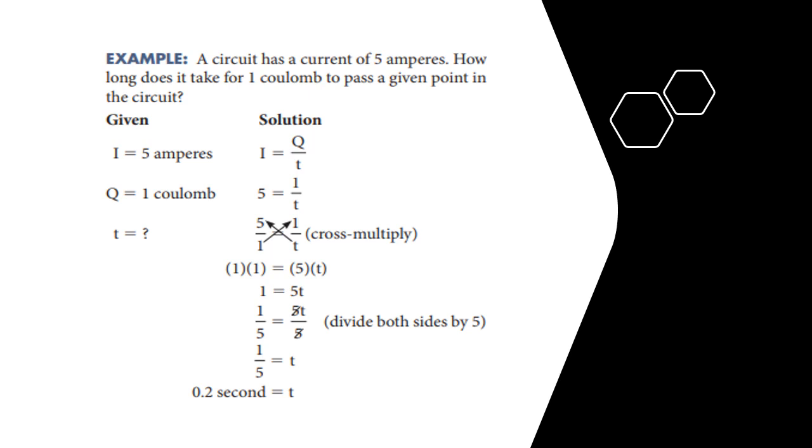Example: a circuit has a current of 5 amperes. How long does it take for 1 coulomb to pass a given point in the circuit? Given in the example are electric current, I equals 5 amperes, and electrical charge, Q equals 1 coulomb. And we need to find time, T. Using the same equation, I equals Q divided by T, we substitute all the given values. By cross multiplying, we get 1 equals 5T. By bringing 5 to the left-hand side of the equation, we get 1 over 5 is equal to T. This means that time, T is equal to 1 over 5 second or 0.2 second.